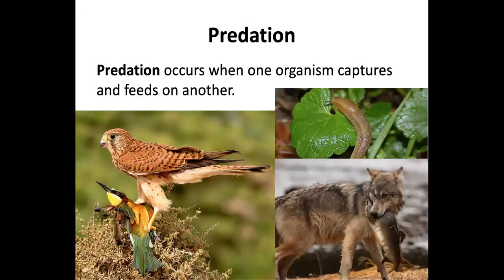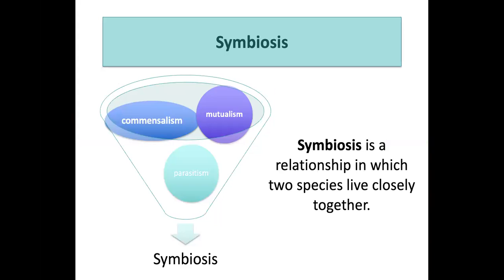Next is predation. This occurs when one organism captures and feeds on another. This is predator-prey. The predator is the one that does the feeding, and the prey is the one that gets fed on. And then the last thing we're going to talk about today is symbiosis. There are 3 types we will talk about. Symbiosis is a relationship in which 2 species live closely together. And there are 3: commensalism, mutualism, and parasitism.